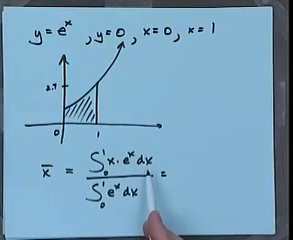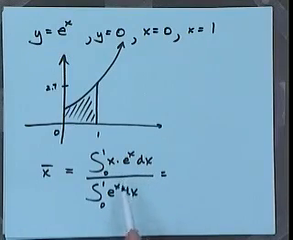You go e to the u. You could use a table of integrals. We don't have to do that. We know how to do this. You've probably done this problem. Integration by parts. There we go. This is an integration by parts problem.